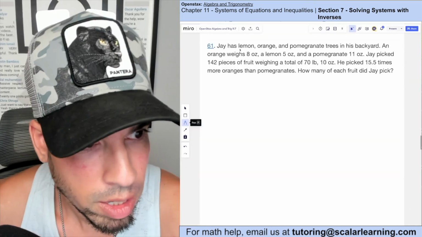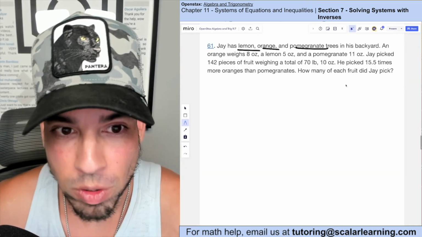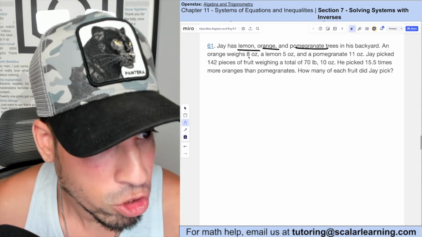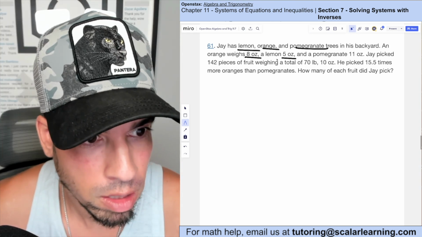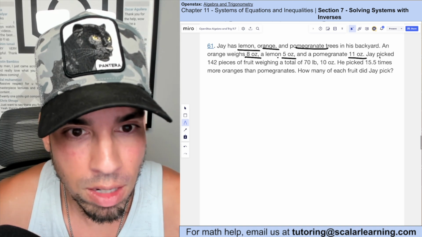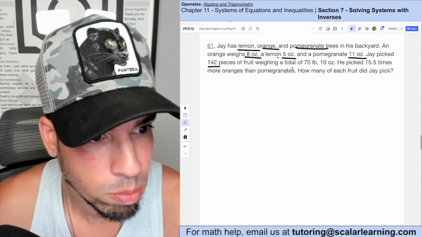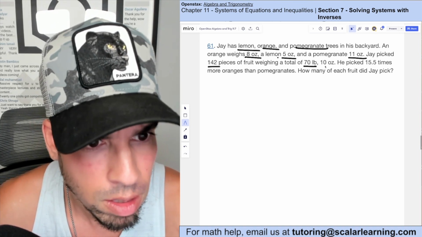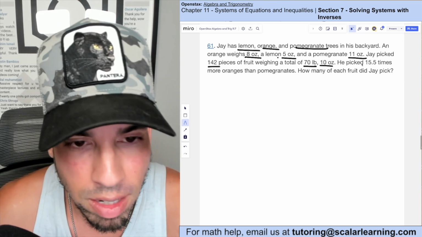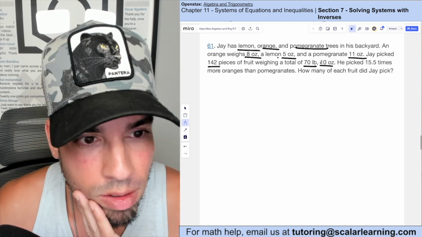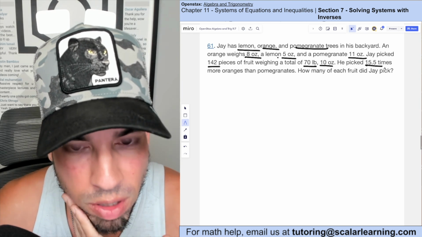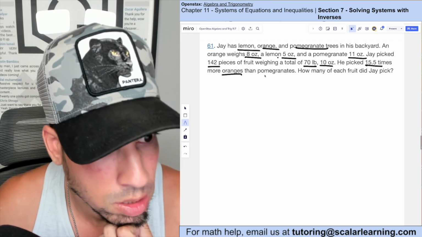Done. Jay has lemon, orange, and pomegranate trees. I have a pomegranate tree. An orange weighs 8 ounces, a lemon weighs 5, and a pomegranate weighs 11. Jay picked 142 pieces of fruit, weighing a total of 70 pounds, 10 ounces. Yikes. Ooh, I don't like those mixed units. Okay, he picked 15.5 times more oranges than pomegranates.